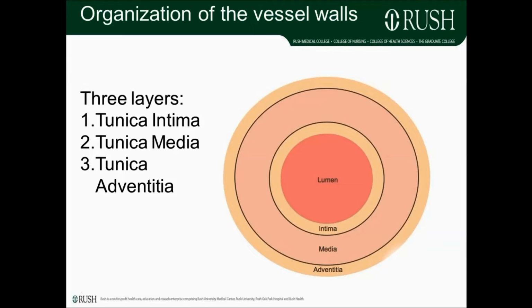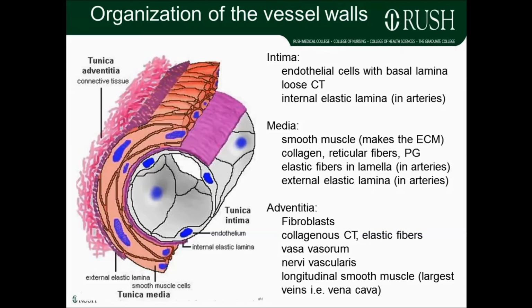So you can think of these vessel walls as having three main layers. The most interior, next to the lumen, is called the tunica intima. Outside that, the tunica media, the middle layer, and outside that, the tunica adventitia. Each of these tunics has characteristic features, and we can classify the different vessels based on the abundance or lack of certain features in the different vessels.